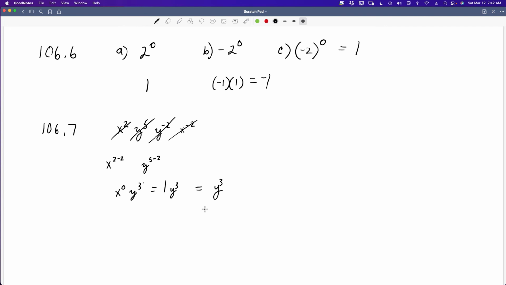All right, if you have any questions about that last problem, let me know. I can explain it further if you need me to. But that is all we have for lesson 106.